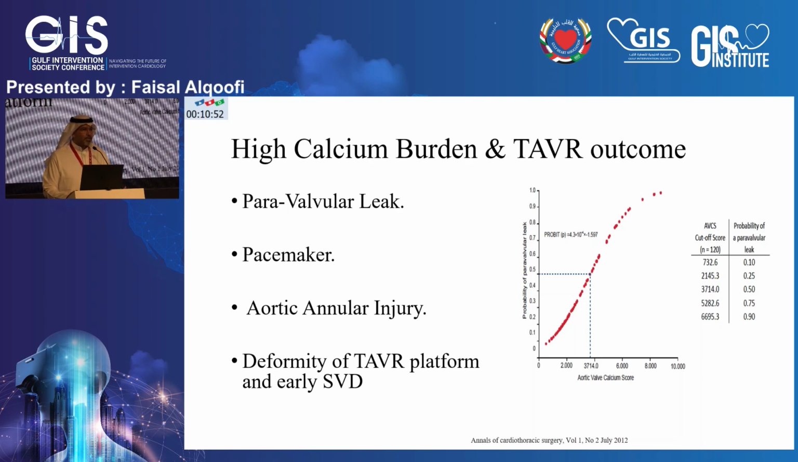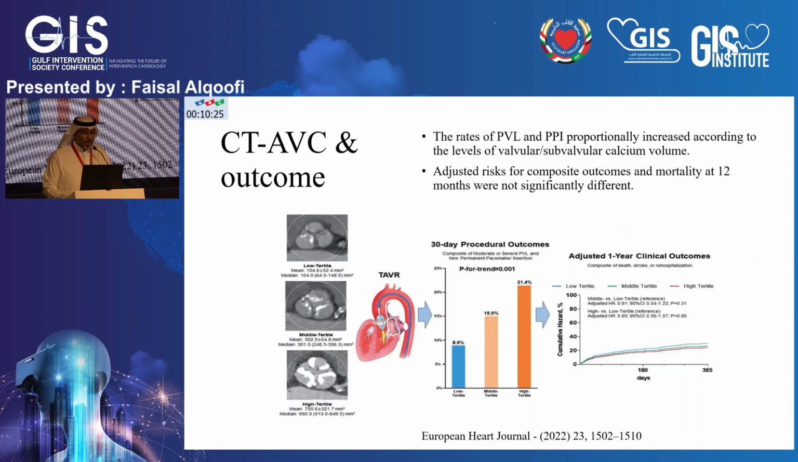High calcium has been associated with worse outcomes, including paravalvular leak, pacemaker, aortic valve injury in certain platforms, and deformity in the valve, especially in the self-expanding platform. In this trial, in the graph on the right-hand side of the slide, you can see that there is a proportional increase in the significance of paravalvular leak with the amount of aortic valve calcification.